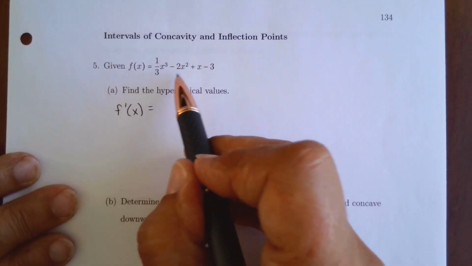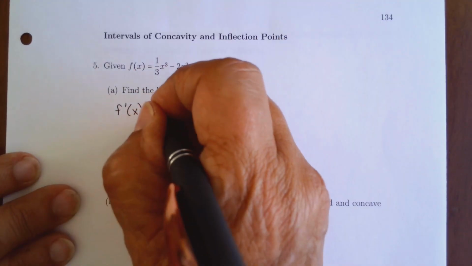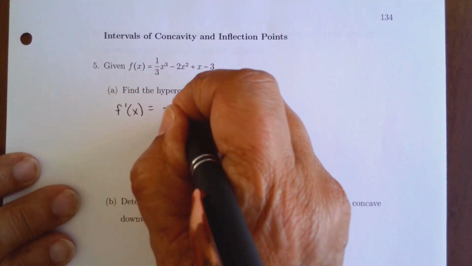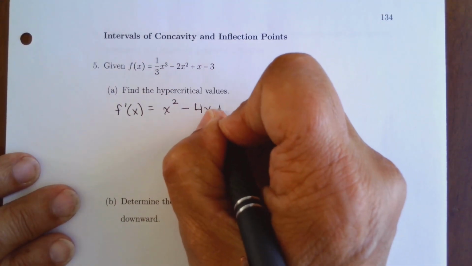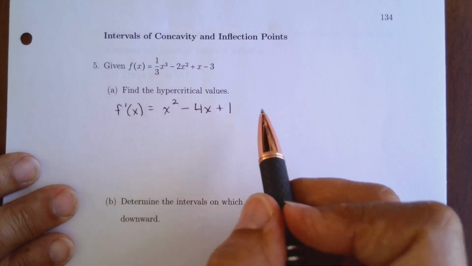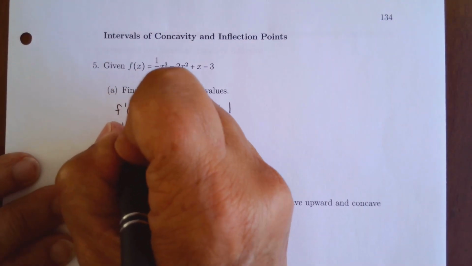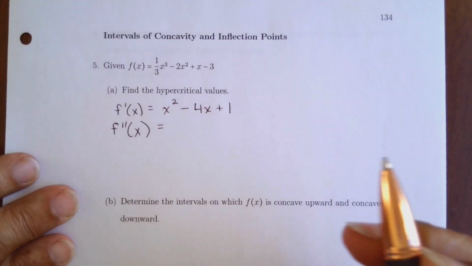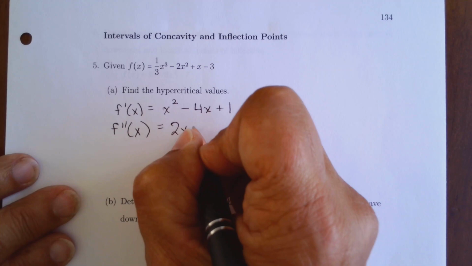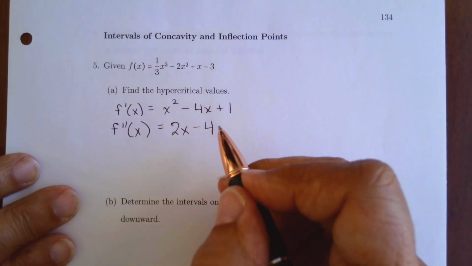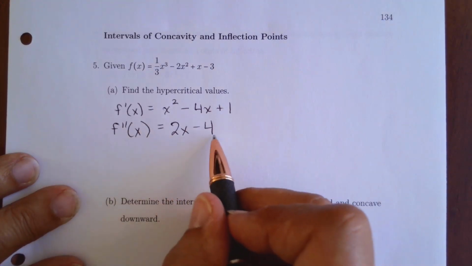So the first derivative of this polynomial, 3 times 1/3 is 1. Subtract 1, so that's 1x squared, minus 2 times 2 is 4x, and then the derivative of x is 1. Derivative of negative 3 is 0. So now we can find the second derivative. Okay, derivative of x squared is 2x, and the derivative of negative 4x is minus 4. Derivative of 1 is 0. So there's our second derivative.